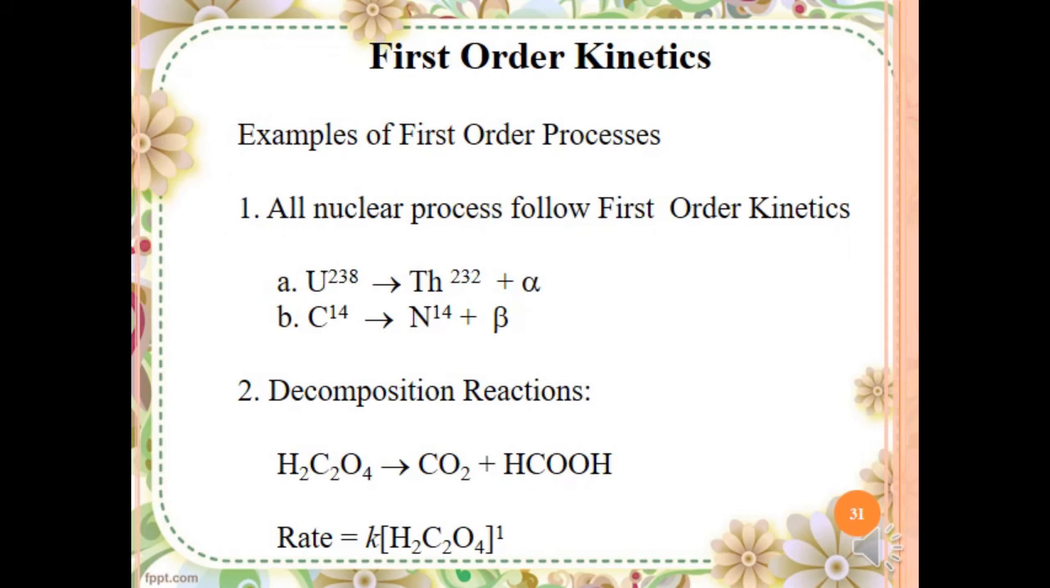Another example of first order processes are nuclear processes. You have studied this under physical chemistry 1. All the nuclear processes obey first order kinetic. Another example of first order reaction is decomposition reaction. So oxalic acid decomposed into carbon dioxide and also methanol here.